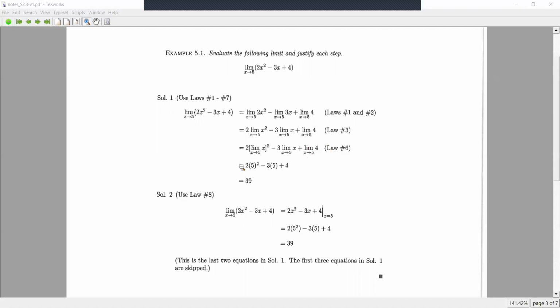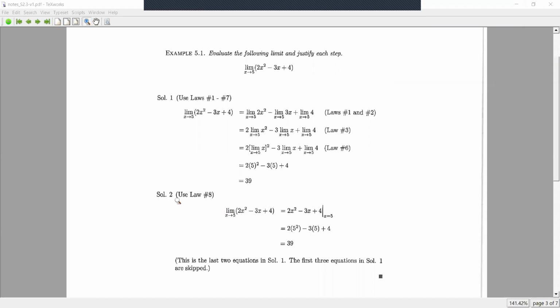Now, by calculator, we get 39. So, as x approaches the number 5, this polynomial will approach 39. Now, the second solution. In this solution, I use only direct substitution, law number 8. By law number 8, to find this limit, we just need to plug in 5 in x. So this limit is this number. It is 39.